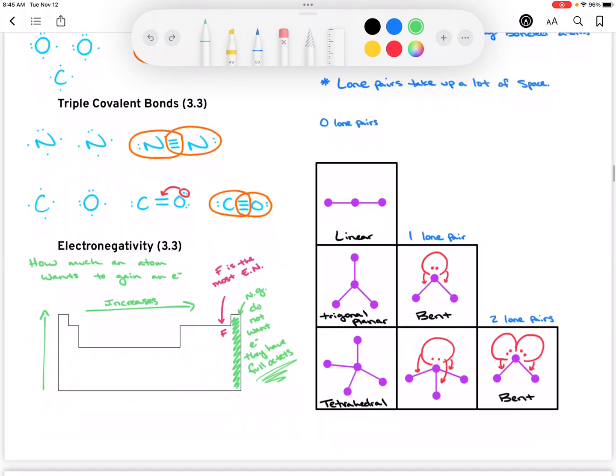Now, down below, we have electronegativity. Okay, and this is how much an atom wants to gain electrons. And so remember we talked about in the past how we have our peasants and our nobles. So right here we have our nobles. They do not want electrons. They already have a full octet. But everybody over here, okay, needs to, actually let's use a different color. Let's use red again. Everything over here on this side of the table needs to make changes.